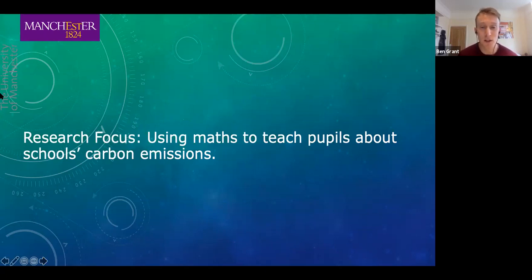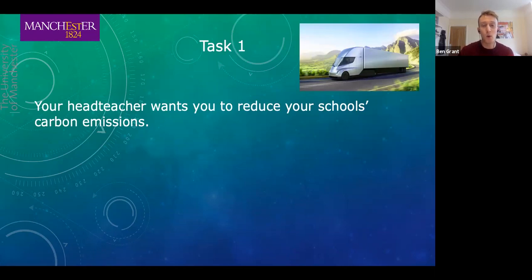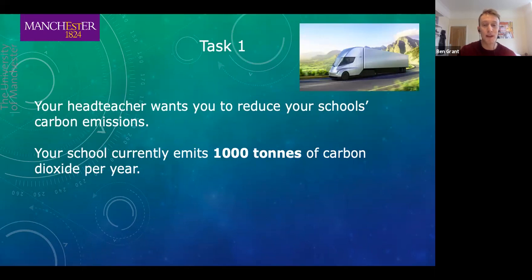So the research focus for this lesson was using maths to teach pupils about schools' carbon emissions. And what I thought was the best way for you to actually understand this lesson and how it went and how it works is to have a go yourself. So the first task of this lesson, your head teacher wants you to reduce your school's carbon emissions. Your school currently emits 1,000 tons of carbon dioxide per year. And your budget to do this is a little bit ambitious, but it's £500,000.